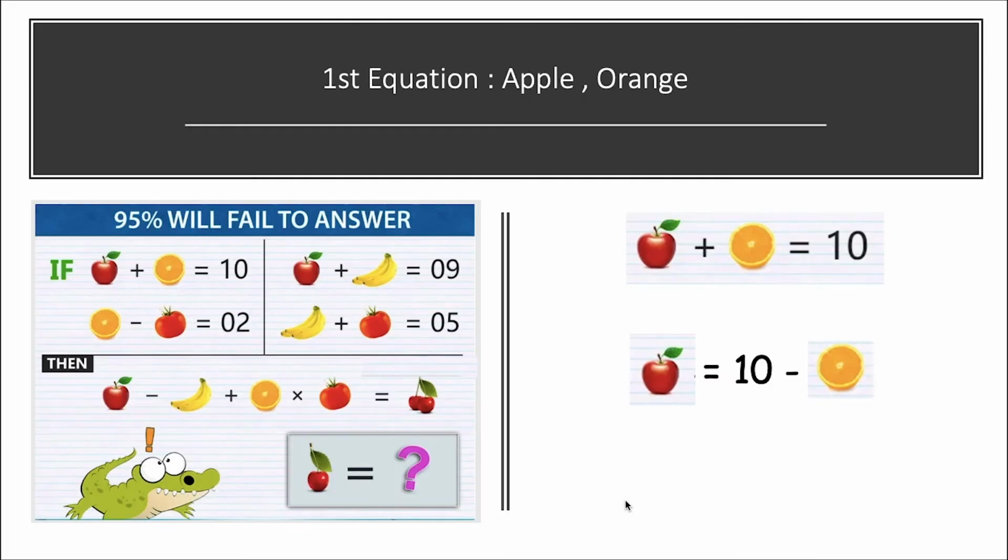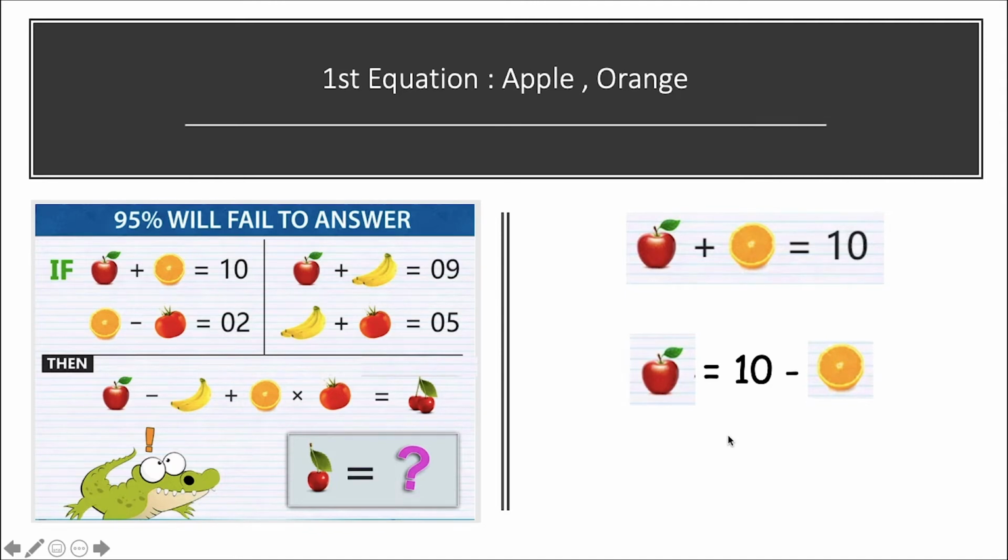We will first take our first equation. In the first equation we have apple and orange whose sum is equal to 10. But friends, we don't have any value for these items, so I'll rearrange the equation and find out the value of apple with respect to orange. So here I am taking orange as my selected item, so I'll find out the value of other present items in terms of orange. So I'll consider this as my first equation.